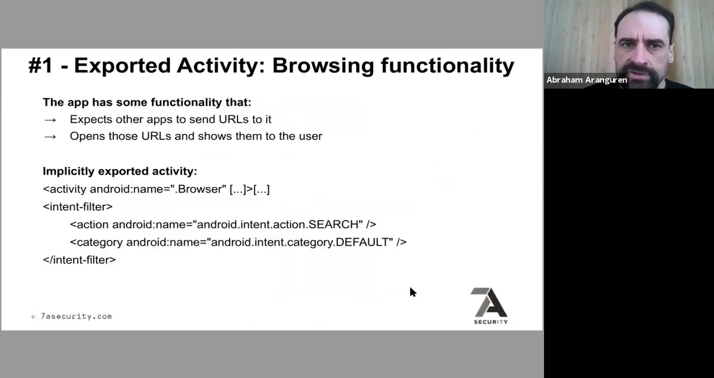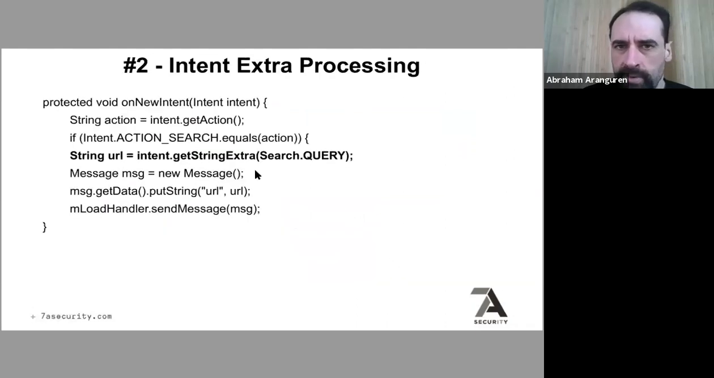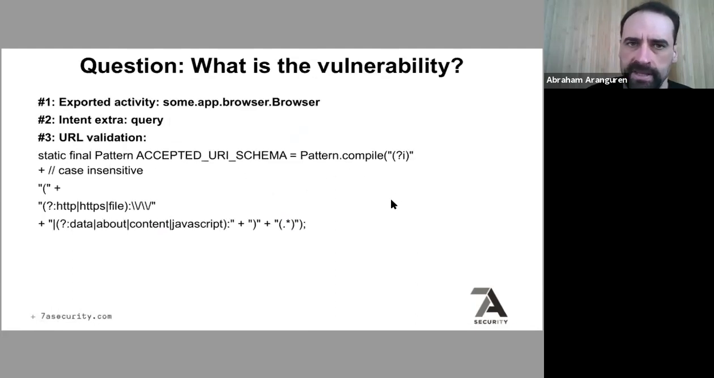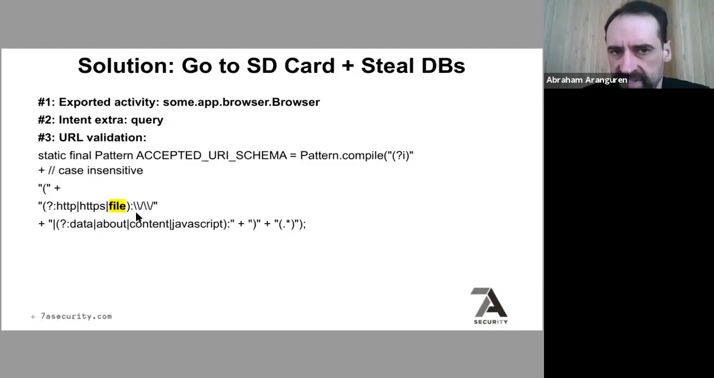So now data exfiltration attacks. Another scenario would be if an application has a browsing functionality exported, with intent extra processing. In this case, we have an intent extra for the query, and the application is a browser. The vulnerability here is that it is accepting file URLs. Since the regular expression is accepting file URLs, what you can do is save a malicious HTML file on the phone, like another application that has SD card permissions, and then open the browser application and point it to the file URL.